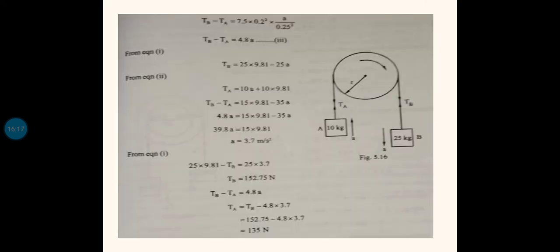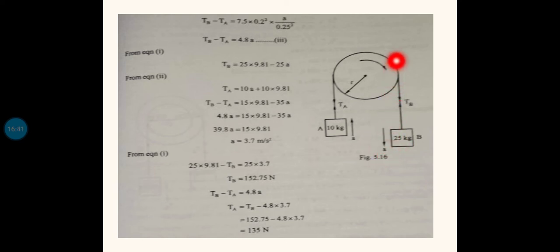Consider the downward motion of block B. We are talking about the dynamic equilibrium of block B. Block B is moving downward. So along the motion direction we have the weight acting in this direction. So 25 into 9.81 will be the weight acting in this direction, minus TB acting upward, that will be the net force. 25 into 9.81 minus TB is the net force, that will be equal to M into A. M is 25. I am assuming that the acceleration of this 25 kg is A.